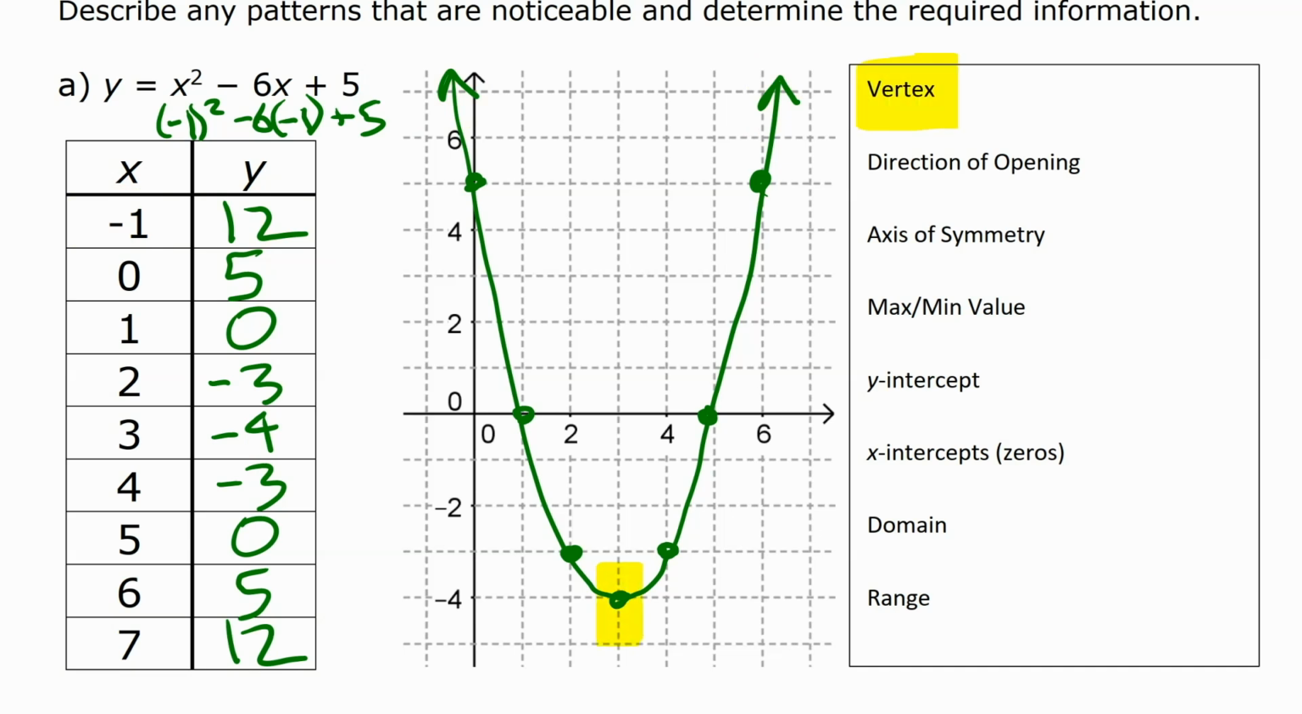It's actually called the vertex. We can write the coordinates of that point. They are 3, negative 4, the coordinates of the vertex.